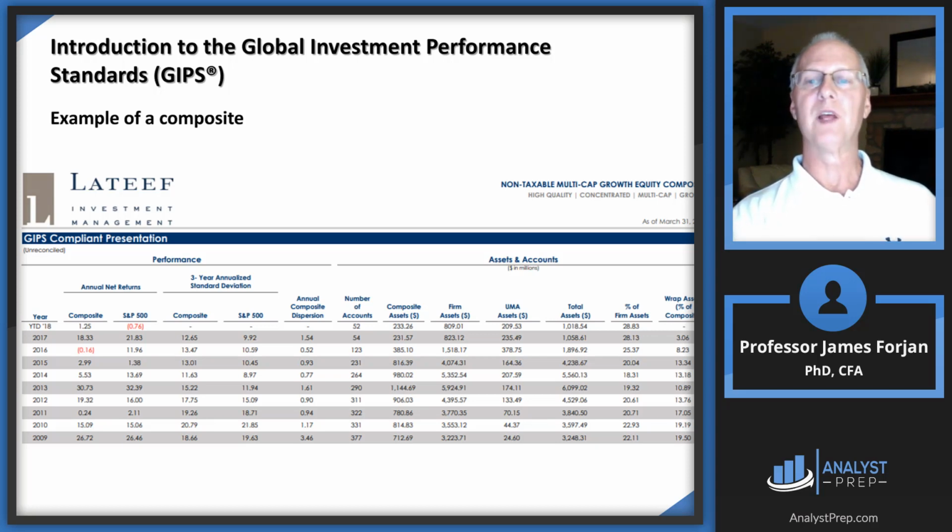There are the composite assets and the firm assets and total assets, and then wrap assets at the end, last column. This gives you a sense that these are performance presentation standards that are GIPS compliant. You can see that right in the middle of the page. It's highlighted under the blue box. And so this investment management firm has done a great job of presenting this in their non-taxable multi-cap growth equity composite, non-taxable. So this is probably some kind of a retirement fund.